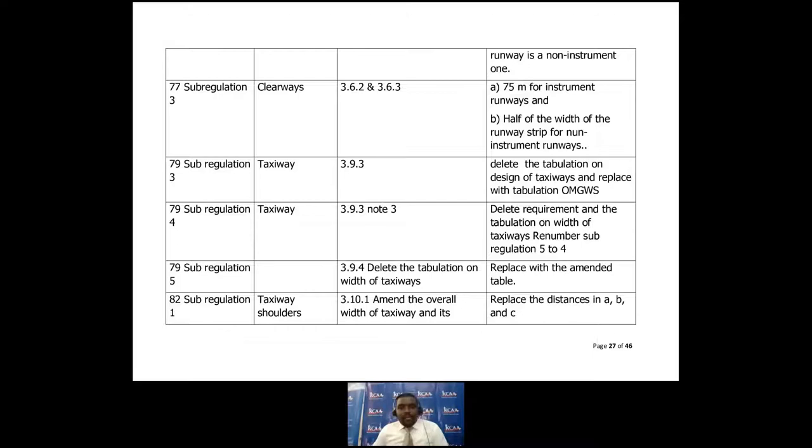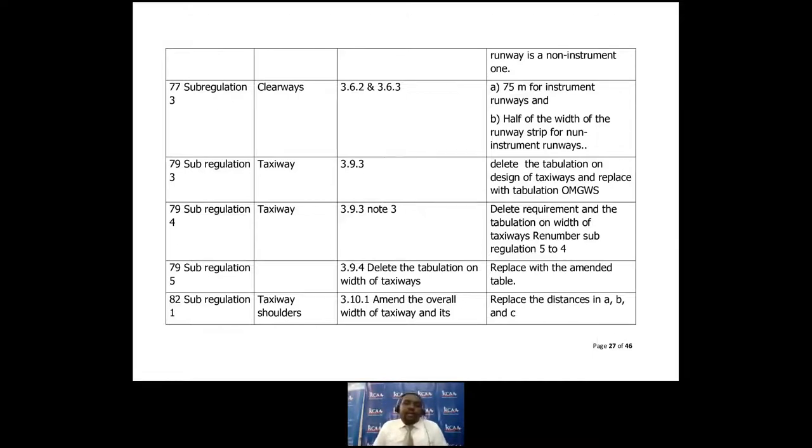And we had those two subparagraph 75 meters for instrument runway and half the width of the runway strip for an instrument runways. On taxiways, we deleted the tabulation on design of taxiways and replaced it with the tabulation of outer main gear wheel span. And then there was a note that had been included in the regulation. That was note 3. It was deleted, and the tabulation on the width of taxiways renumbered subregulation 5 from subregulation 5 to 4.